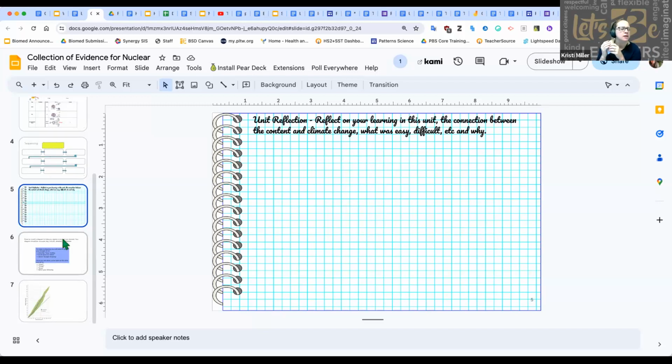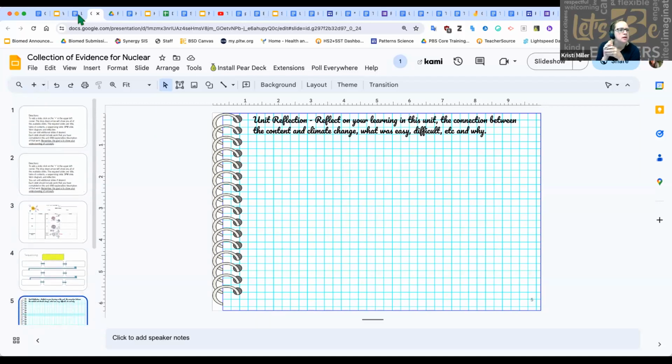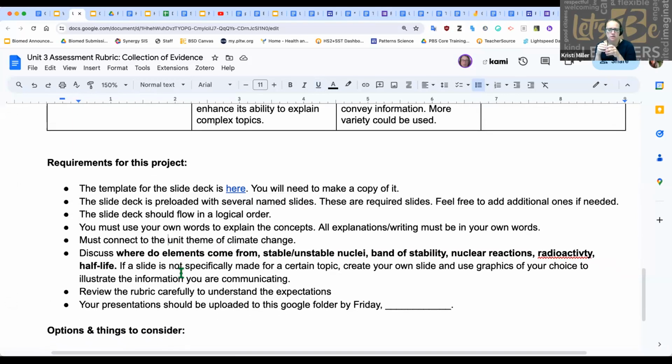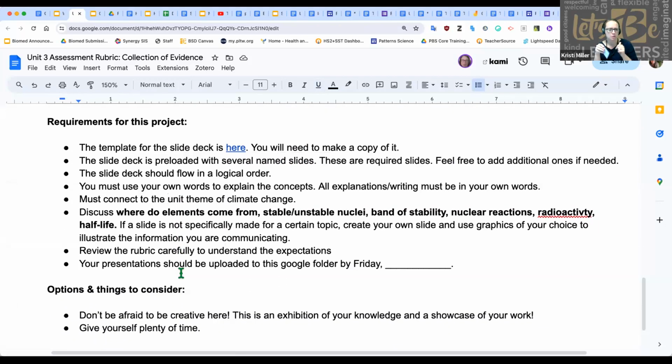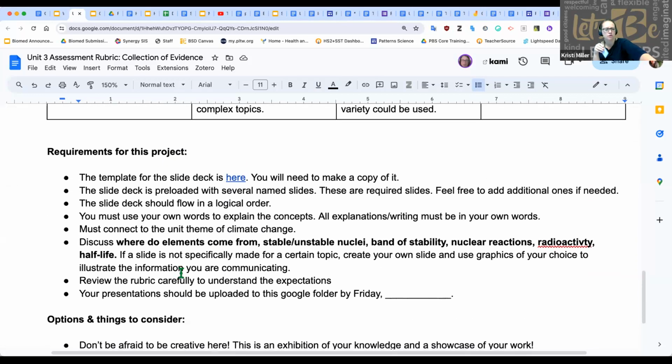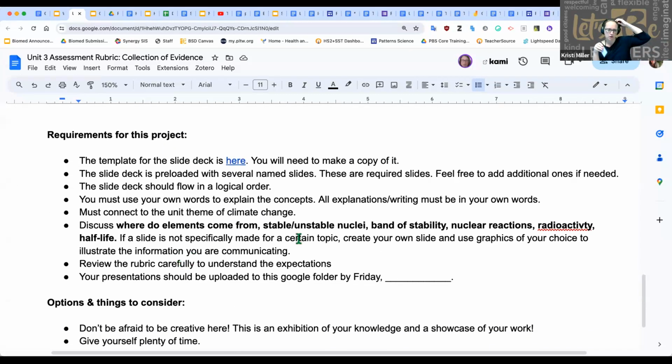And if you go back to the directions, yep. Those are the required slides. You're going to put some more slides in, and then about two-thirds of the way down, discuss where do elements come from. Again, there are content requirements that are needed. I'm going to be looking for those content requirements when I evaluate your slide deck. Look at the rubric. We're going to turn it in on this day, etc.